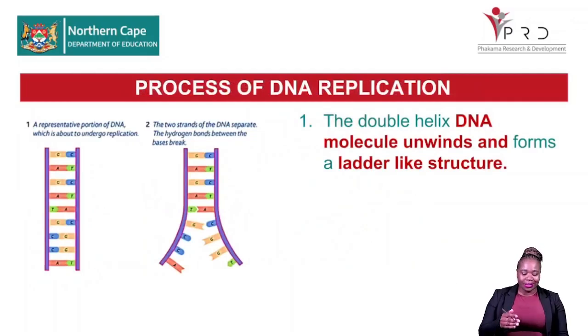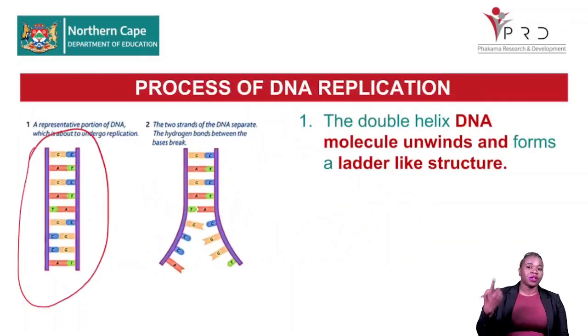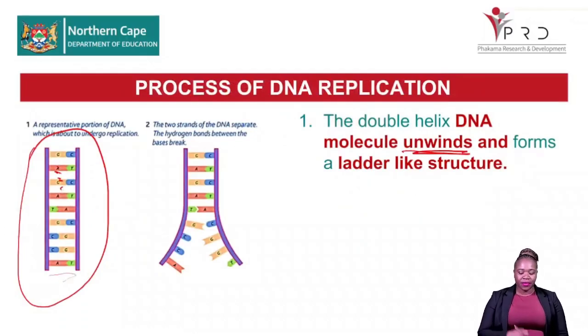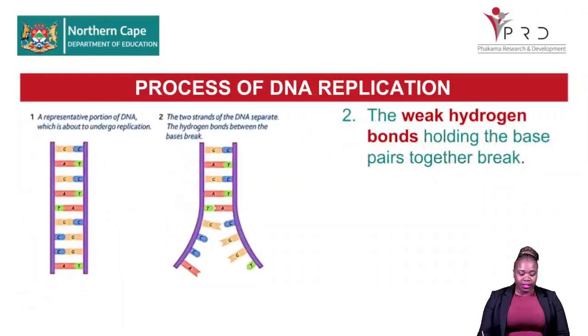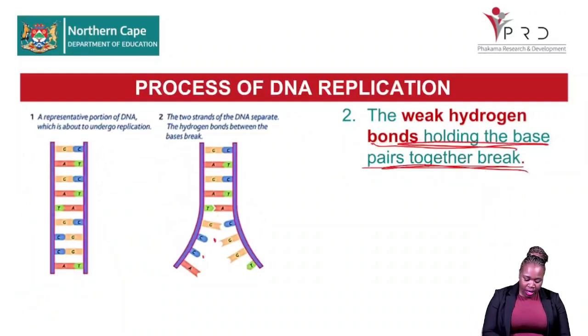Right, now let's have a look at the step-by-step of this process. We start off with this DNA molecule. Remember, before it even gets here, it will be a helical structure, a double helix structure that is twisted. Now, that twisted structure is going to unwind. When it unwinds, it's now going to look like what we are seeing here. It's going to form this ladder-like structure. Now, once that ladder-like structure has formed, we are going to see that the weak hydrogen bonds holding the nitrogenous bases together are going to break. So the weak hydrogen bonds are going to break.